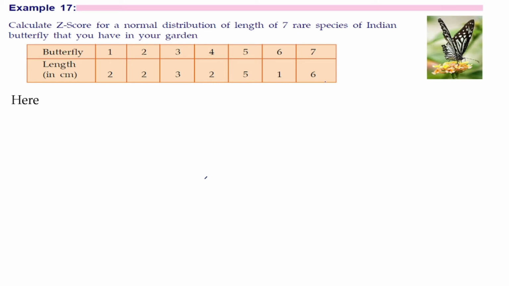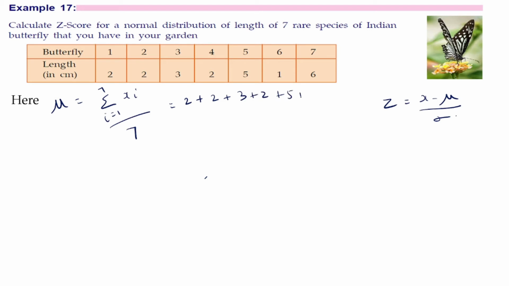Now the z score can be calculated as z is equal to x minus mu by sigma. So here we have mu is equal to summation i is equal to 1 to 7 xi by 7. So here we have to add all these to find the mean length. So the mean length is given by the sum of all these lengths, 2 plus 2 plus 2 plus 2 plus 5 plus 1 plus 6 divided by total number of observations, that is 7. So this is equal to 21 by 7, which is 3.